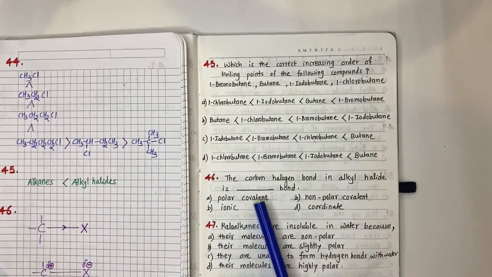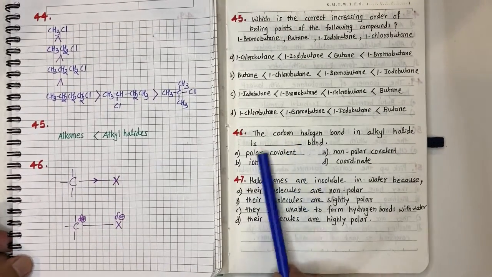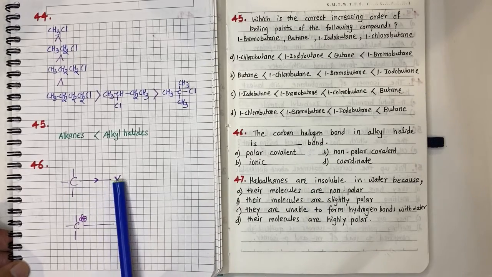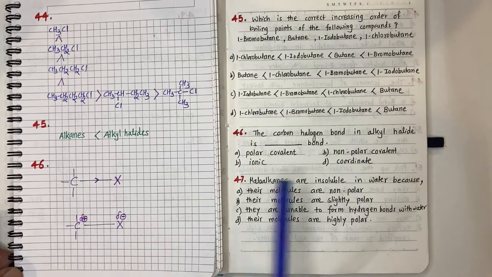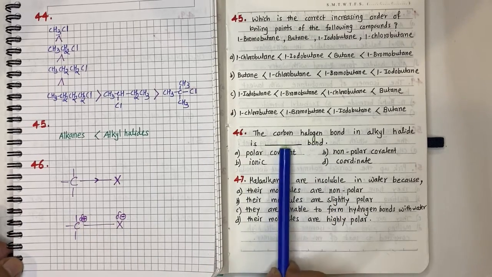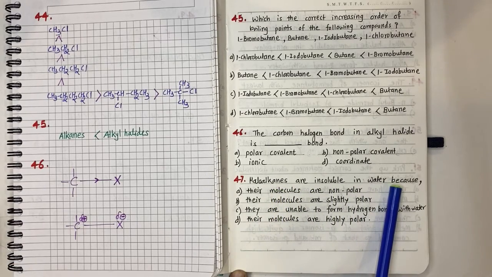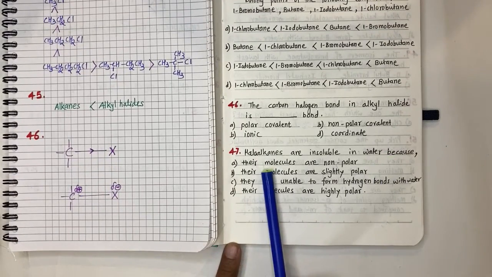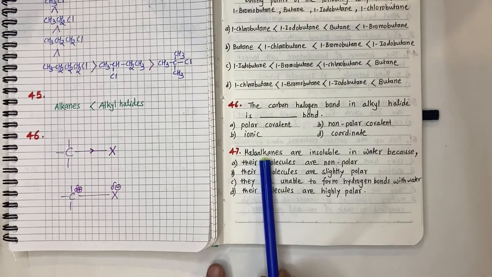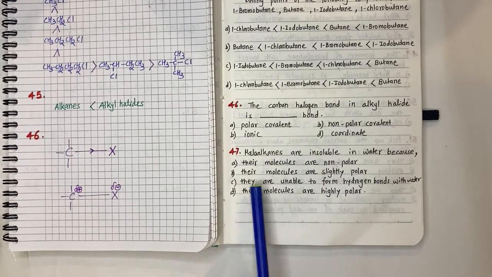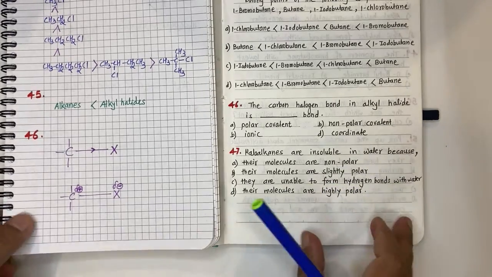Next one. The carbon-halogen bond in an alkyl halide is, now, the halogen is more electronegative, it pulls the electrons, therefore it is a polar covalent bond. Next, haloalkanes are insoluble in water because, the answer is C here. Actually, haloalkanes, alkyl halides are polar but insoluble in water because they are unable to form hydrogen bonds with water. Next question.